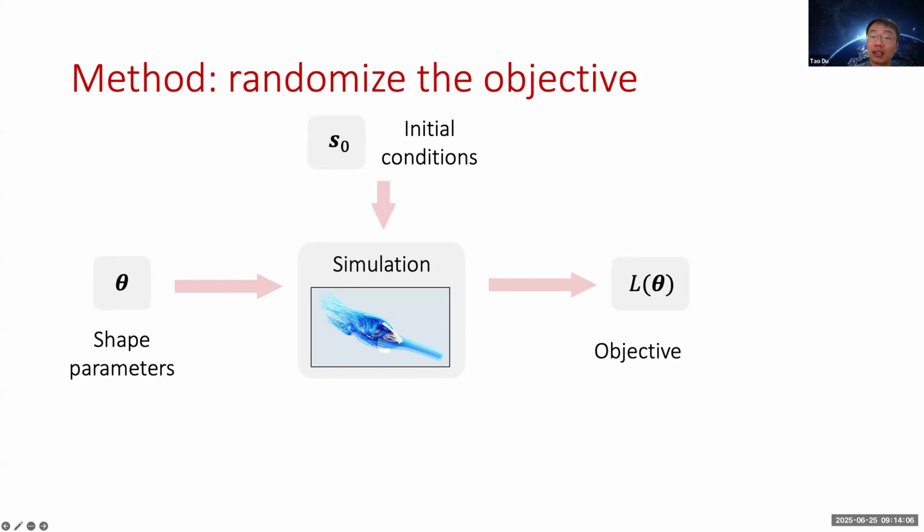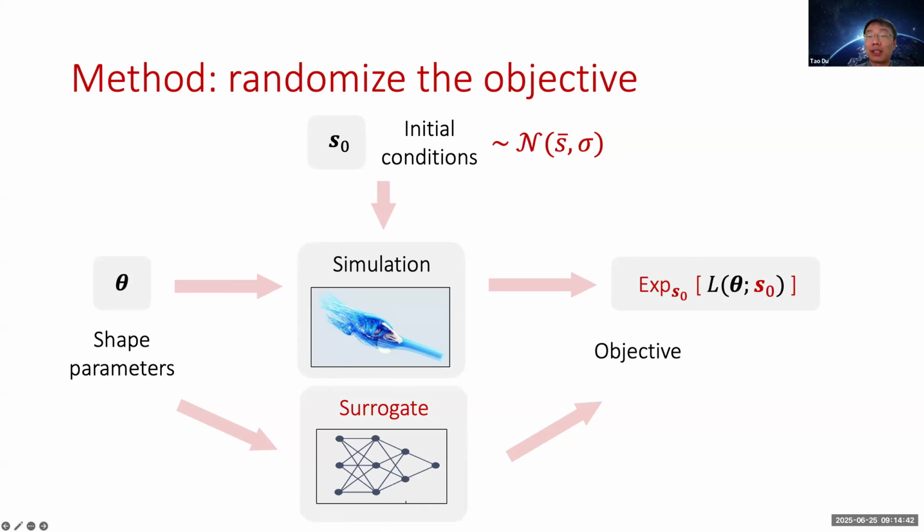So here's the detail. Given a shape design specified by its parameters and the initial condition, for example, the pose when the seed is released, we use a simulator which takes them as input and then evaluates its flight performance. And this forms an objective as a function of the shape parameter which we try to explore. And note that here, in the deterministic view, the initial condition is frozen.